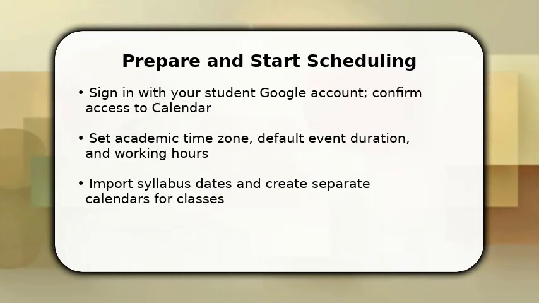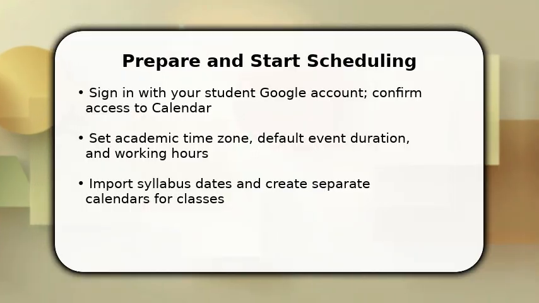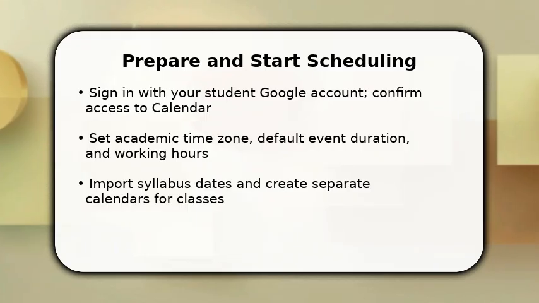You're signed in and ready. First, import syllabus dates and set your time zone so reminders match class times. Create a dedicated calendar per class to keep color-coded separation. Once done, set default event length to match lectures and enable working hours so notifications stop outside study times.